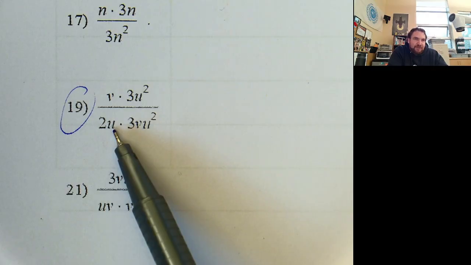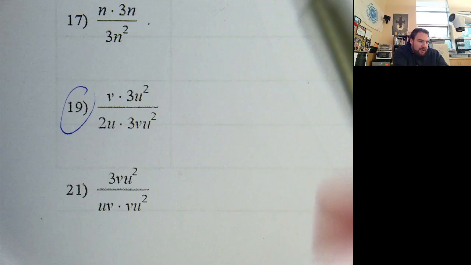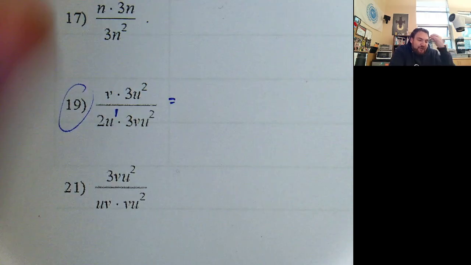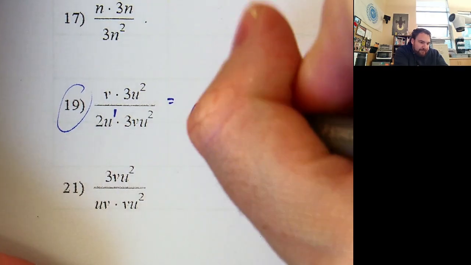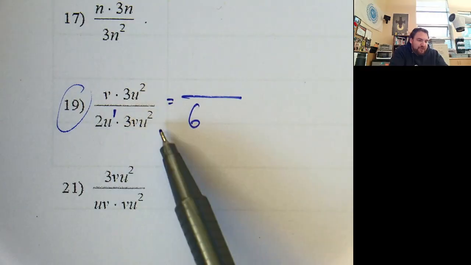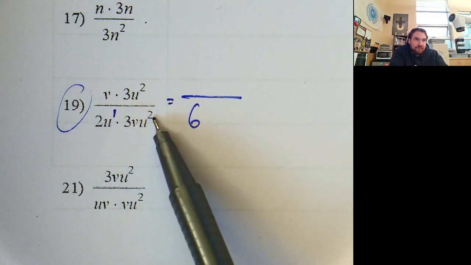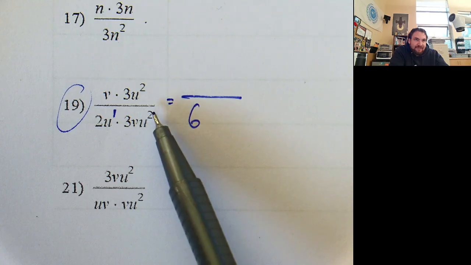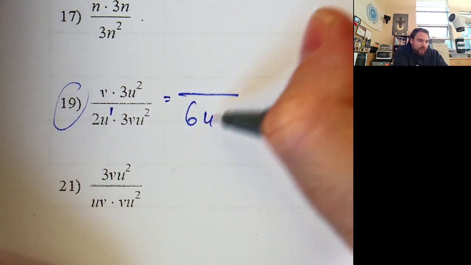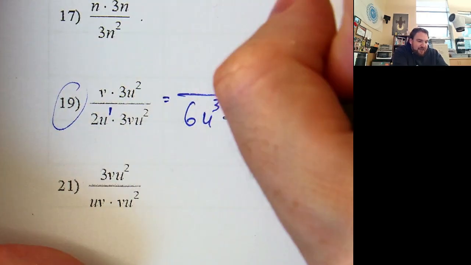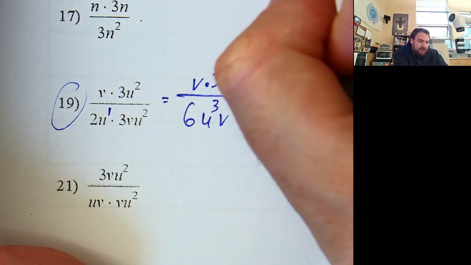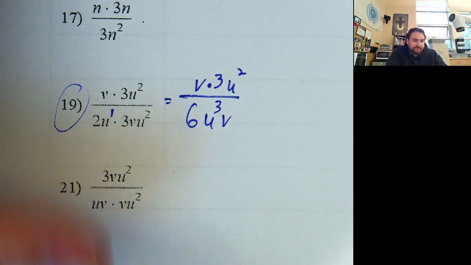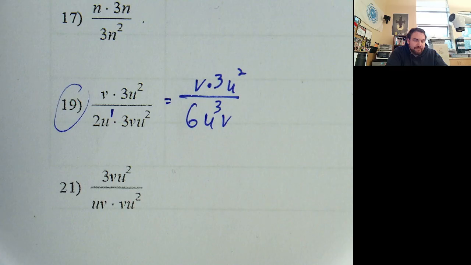When there's no exponent written, what's the exponent? It's a 1. So let's put it in there. So we can start grouping things in the denominator. I can do the 2 times 3. 2 times 3 is? Okay. What's u to the 1 times u squared? Yes. U to the power of 3. When I multiply same bases, I add exponents. And there's nothing going on with that v, so I leave the v there. And now in the numerator, I still have v times 3u squared. Each numerator and denominator is as simple as it gets.